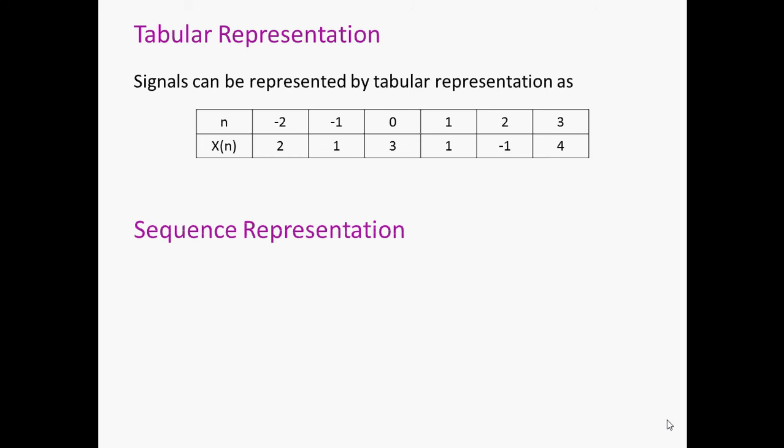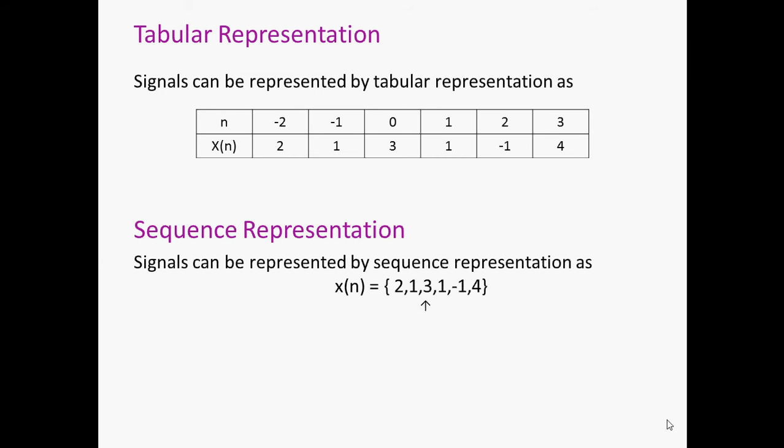Sequence representation. The signals are represented by sequence representation as x of n equal to 2, 1, 3, 1, -1, 4 in the bracket, and this arrow mark tells the origin of the signal, that is, when n equal to 0, what is the amplitude. After that arrow mark, it is continued by the time period 1, 2, 3, and before it as -1, -2. So this is also called a two-sided signal. The value is presented both for the positive as well as the negative side.